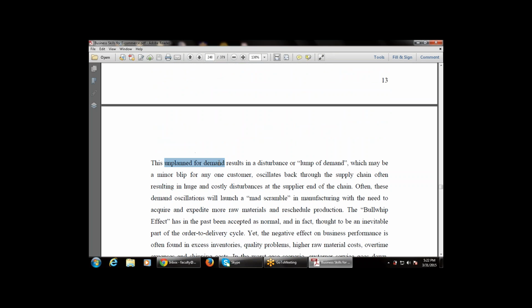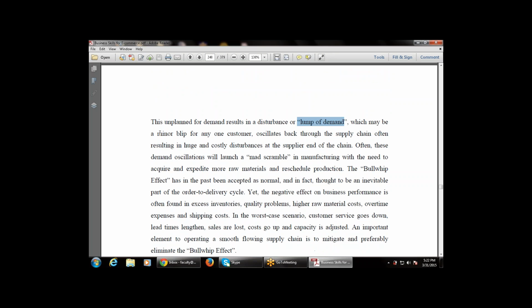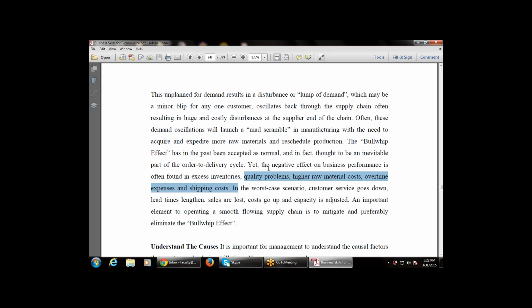This unplanned demand results in a disturbance or lump of demand, which may be a minor blip for many. One customer oscillation that goes back through the supply chain results in huge and costly disturbances at the supplier end of the chain. Often, these demand oscillations will launch a mad scramble in manufacturing, with the need to acquire and expedite more raw material and reschedule the production.